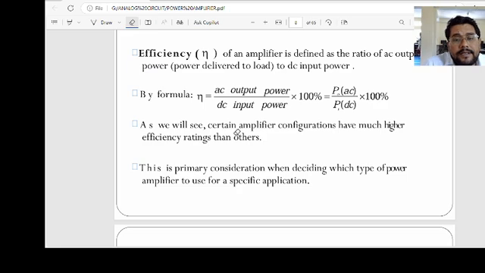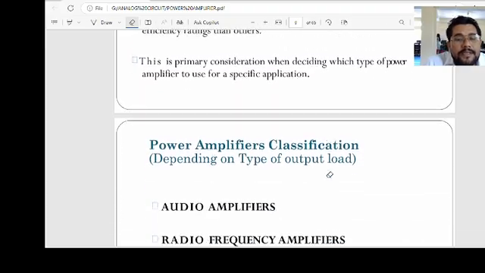As we will see, certain amplifier configurations have a much higher efficiency rating than other amplifiers. This is the primary consideration when we are deciding which type of amplifier to use for a specific application.